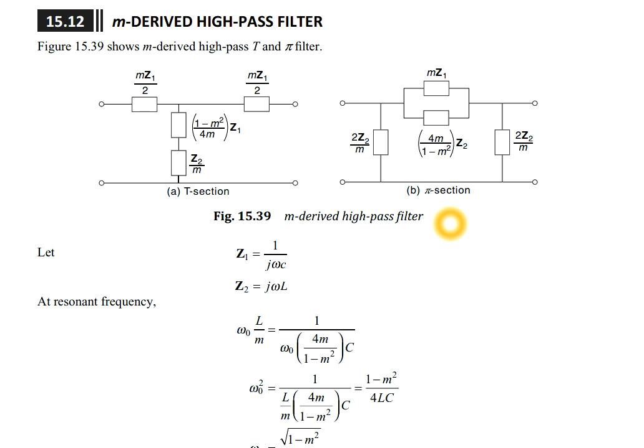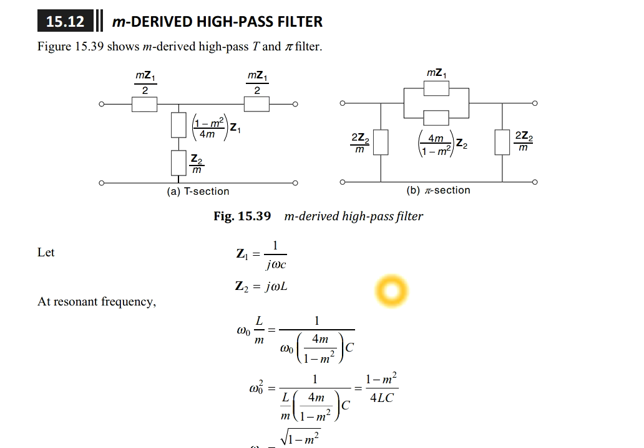We will be seeing the m-derived high pass filter. So we can use either T or pi similar to the low pass filter, but the only difference is that here Z1 will become capacitance and Z2 will be chosen as inductance. So with that difference only we can achieve the characteristics of high pass filter, which is different from the characteristic of low pass filter, right? So all these things are same except this Z1 and Z2, right? Make a note of it.